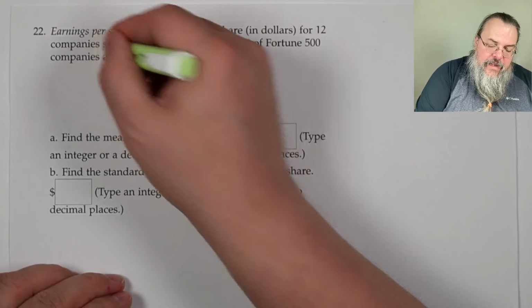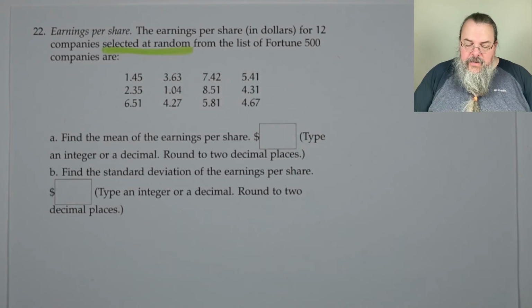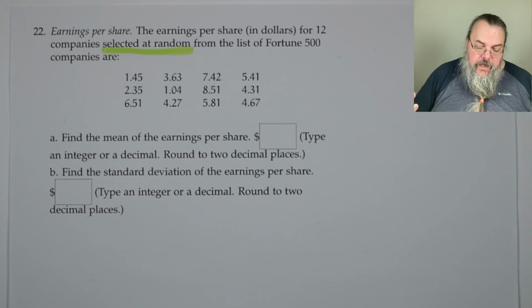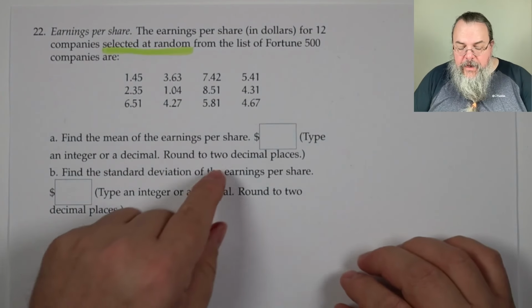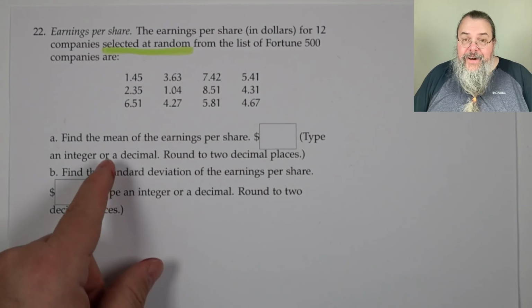Okay, this is going to be an important phrase in just a moment. So we have these 12 data points, and then we have to do part A. Find the mean of the earnings per share, type an integer or decimal, and round to 2 decimal places. Okay, so mean, that's our average.